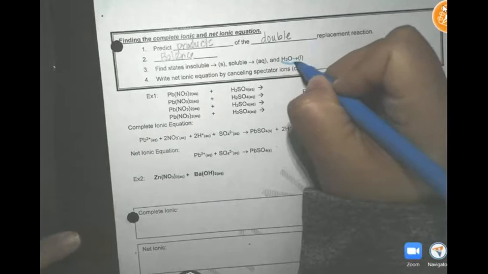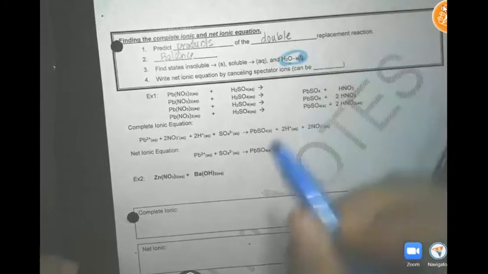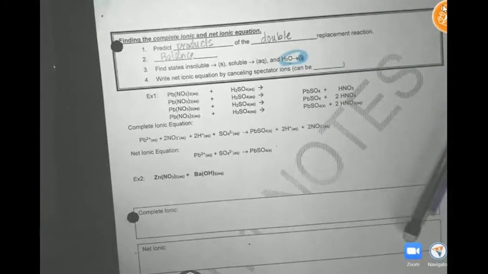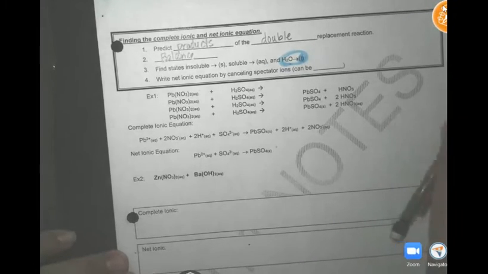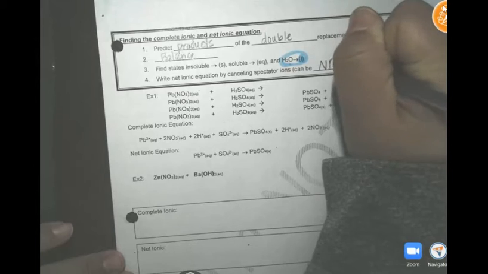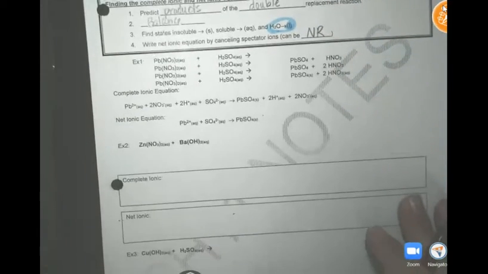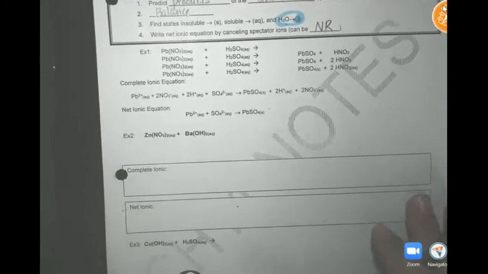We have yet to see this type of example, but you need to know how to do it. If it's H2O, it's going to be a liquid. Okay, don't make it aqueous. Then we write the net ionic equation by canceling out the spectator ions, and we haven't talked about this, but double replacement can be a no reaction. But it's not because you're looking at an activity series, okay?